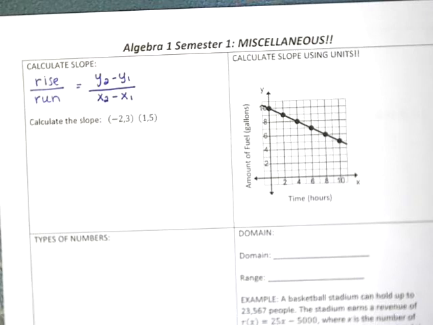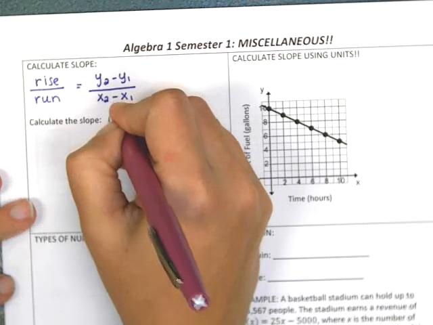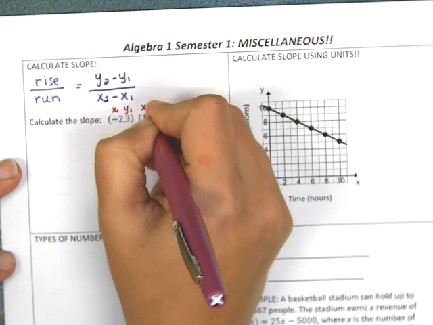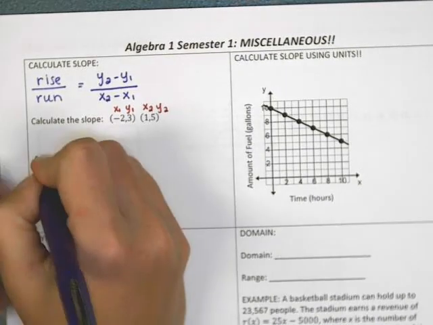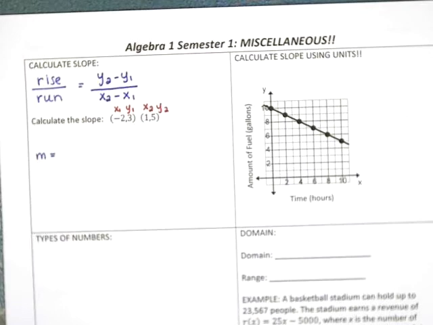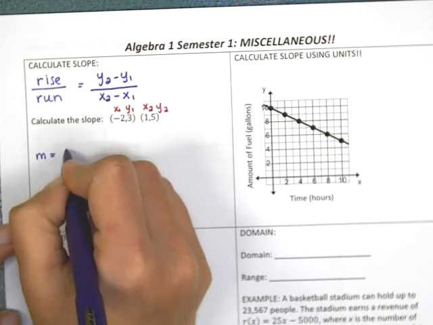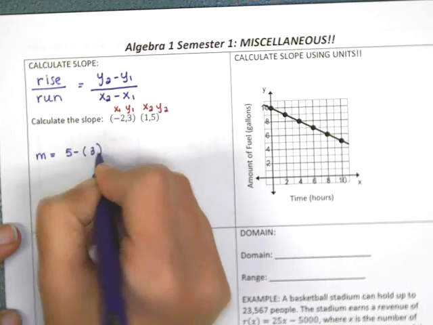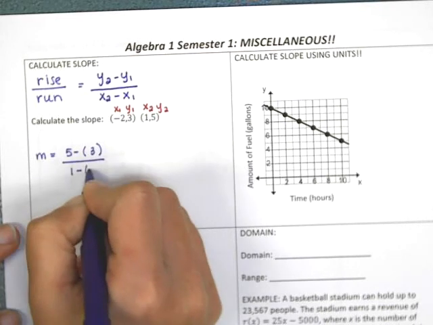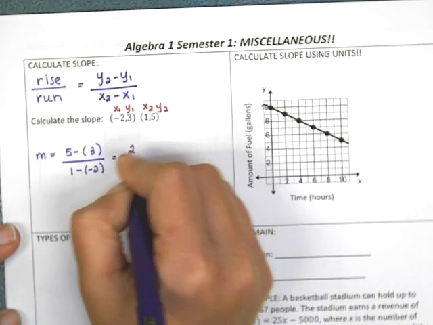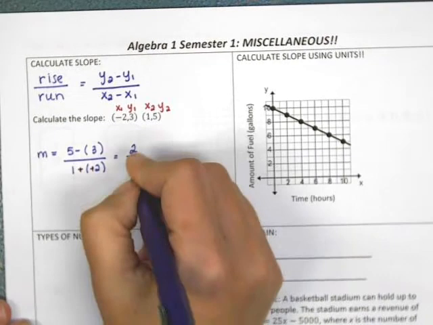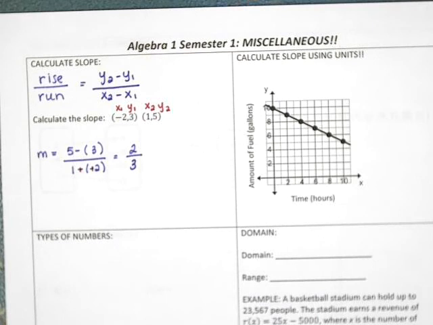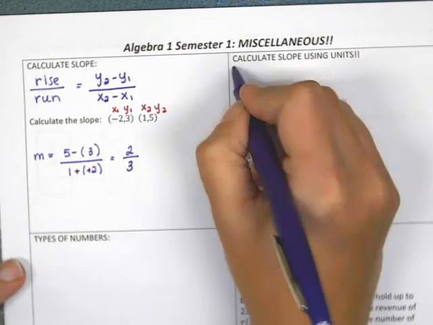Now, when I'm going to do this in this example, I prefer to label the ordered pairs. So I'm going to have x1, y1, and x2, y2 before I start. I think that makes it a little bit easier to fill everything into the formula. So if I fill those numbers into the formula, I would have y2, which is 5, minus y1, which is 3, over 1 minus negative 2. Which means I'm going to get 2 over, and then these two minuses together make a plus, so I get 2 over 3.